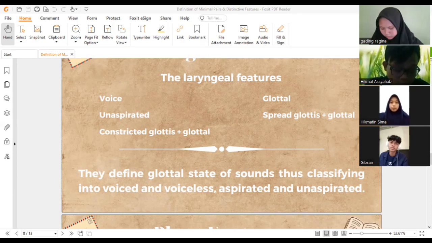For the first, coronal and non-coronal. Coronal sounds are produced with the blade of the tongue raised from its neutral position, while non-coronal sounds are produced with the blade of the tongue in the neutral position.